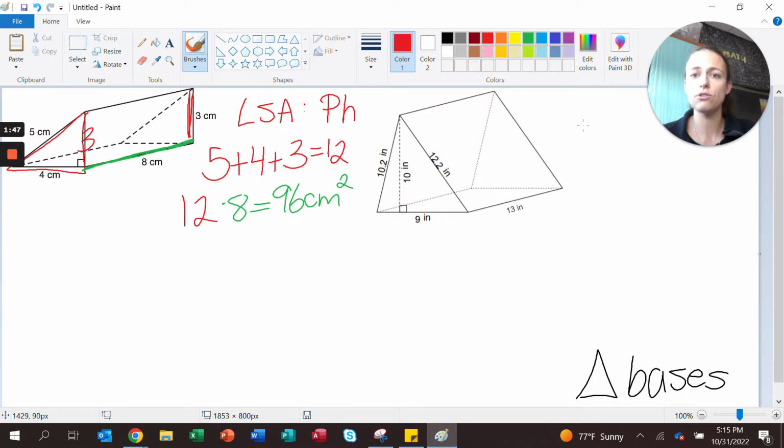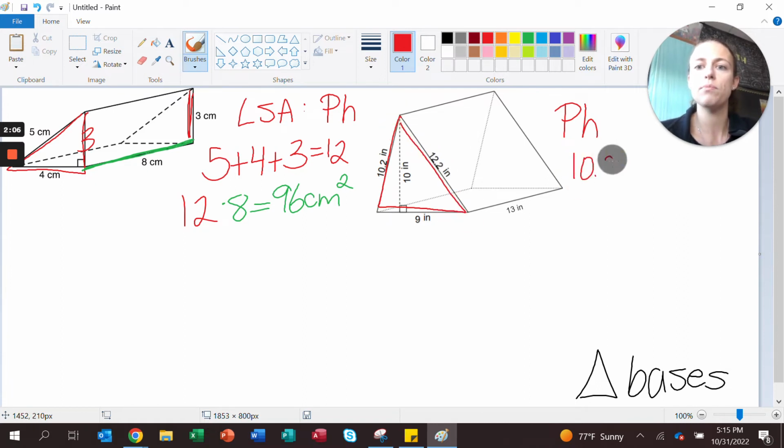Now for this scalene triangle, scalene meaning we have 3 different sides, the method is going to be very similar if we had an isosceles triangle, meaning 2 sides are equal length. So same thing, we're first going to find the perimeter and then multiply it by the height of the prism. The perimeter is those 3 sides added up, so we have 10.2 and we have 12.2 and we have 9. That would give me a perimeter of 31.4.